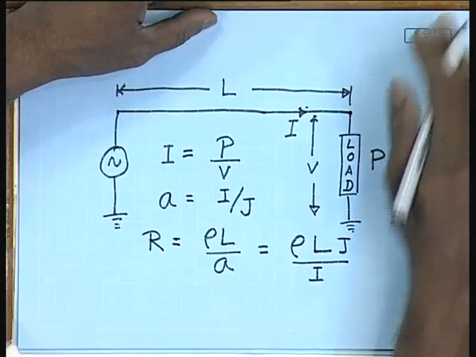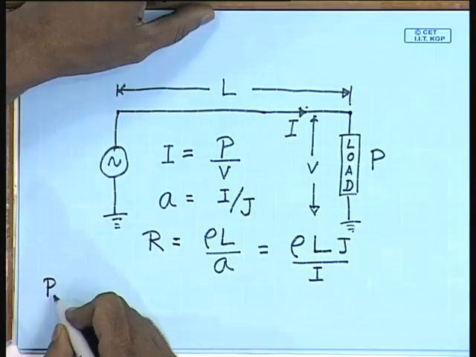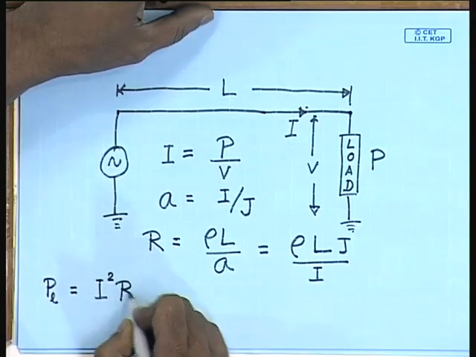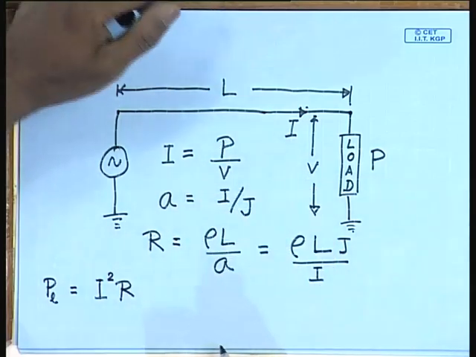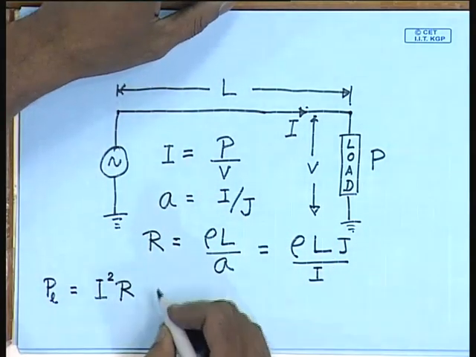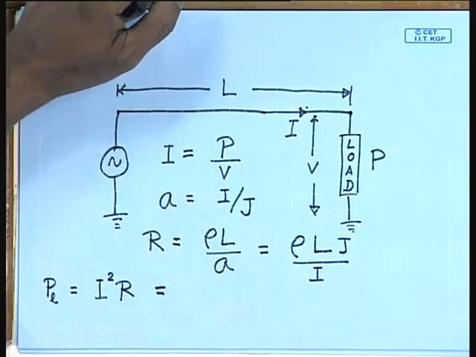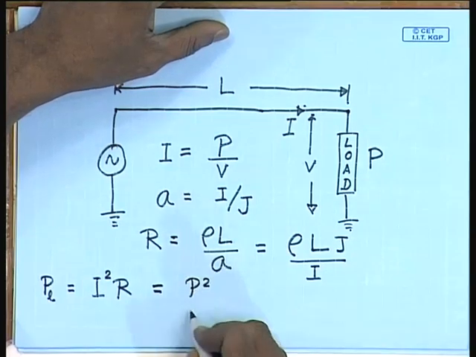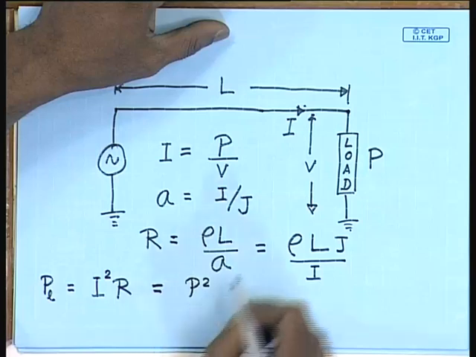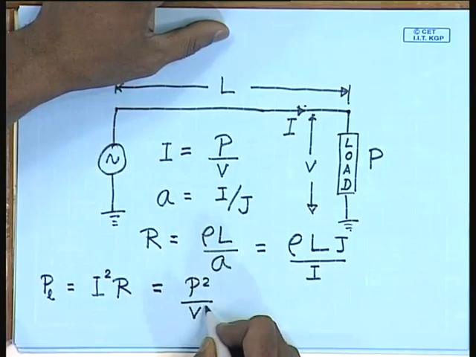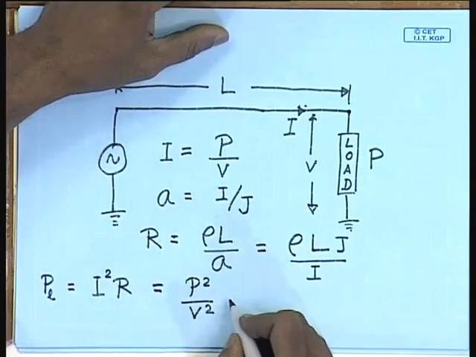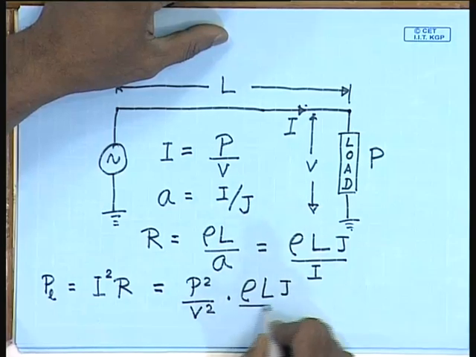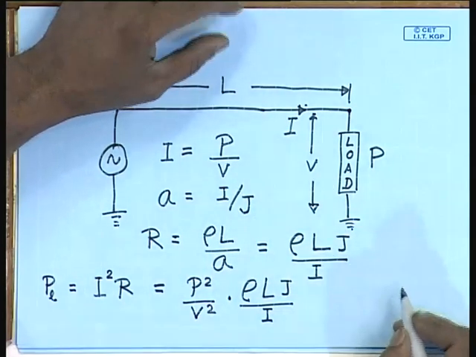So, what is the total power loss in transmission? Power loss P_L is equal to I squared R, but I is given by P by V. Therefore, this is also equal to... but I again itself is given by P by V.